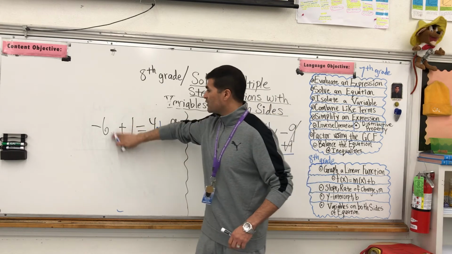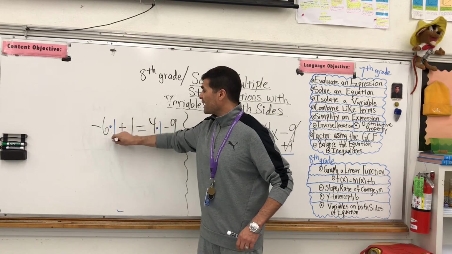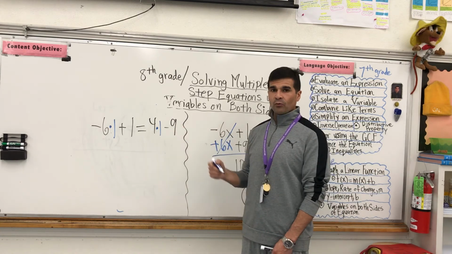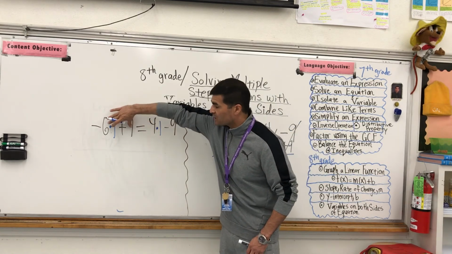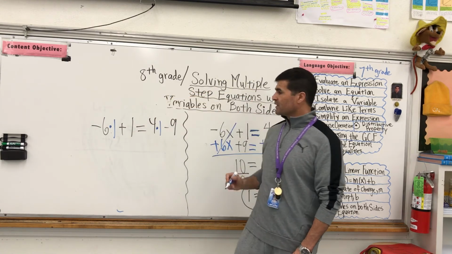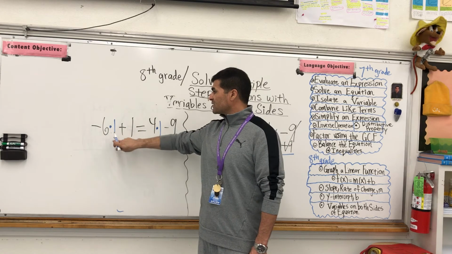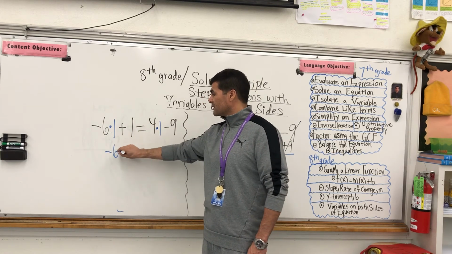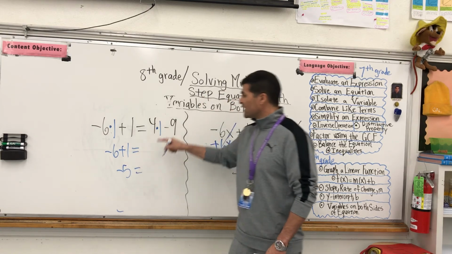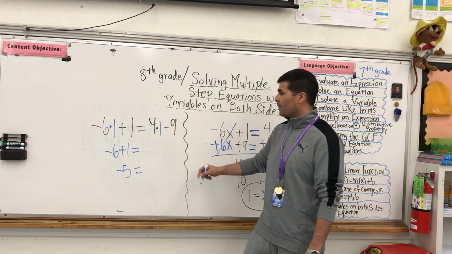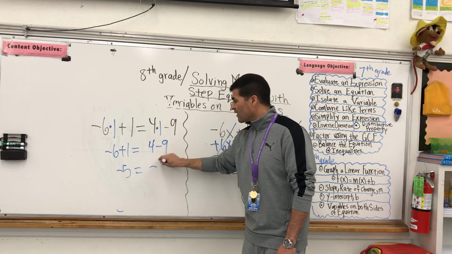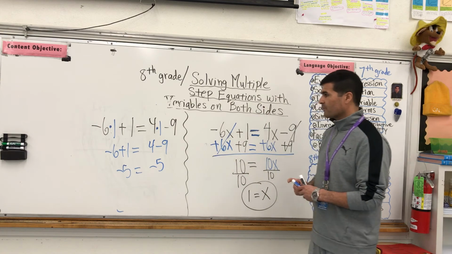This is called evaluating. When you go ahead and you take out the variable and put in the number, that's called evaluating. We're going to evaluate this expression on the left, and we're going to evaluate this expression on the right. So let's see here. -6 times 1, well, that's -6. -6 plus this 1, that equals -5. Let's see if the other side gives you a -5 as well. Well, let's see. 4 times 1, that's 4. 4 minus 9, that also equals -5.